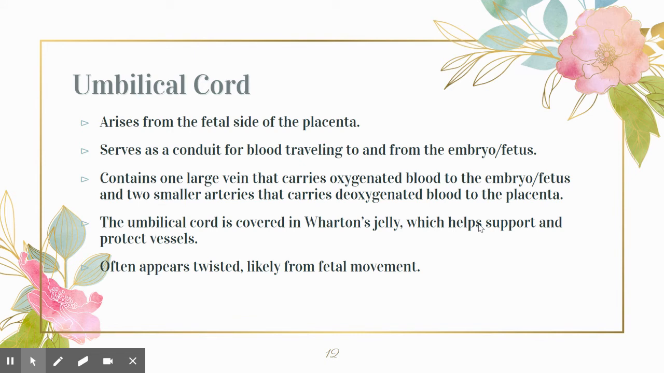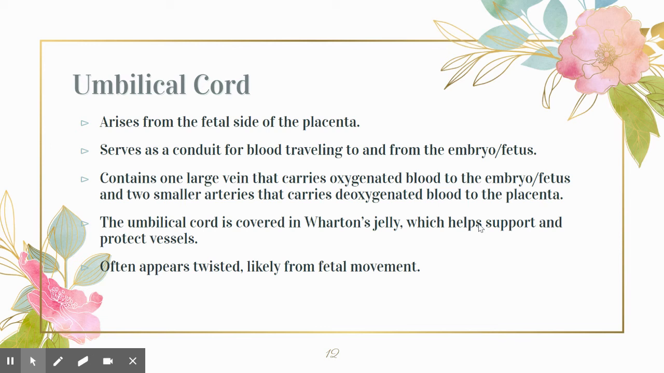Other structures that support the baby, we have the umbilical cord. It comes from the fetal side of the placenta, as you saw. It's a conduit. It's a big blood vessel. It's like an interstate highway with 3 blood vessels normally that travel to and from the embryo or fetus. It contains 1 large vein and 2 smaller arteries.